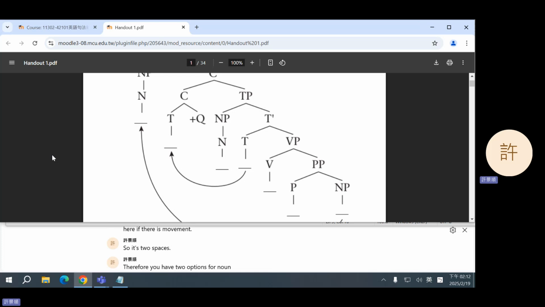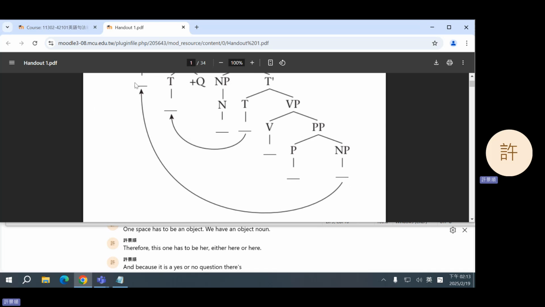So it's two spaces. Therefore, you have two options for nouns. One space has to be an object. We have an object noun. Therefore, this one has to be her, either here or here. And because it is a yes or no question, there's only one movement, so it is here. Yeah? Okay, great. Other questions?